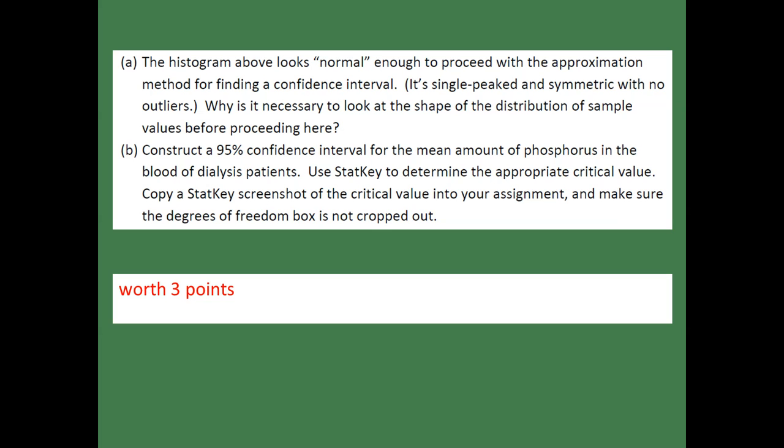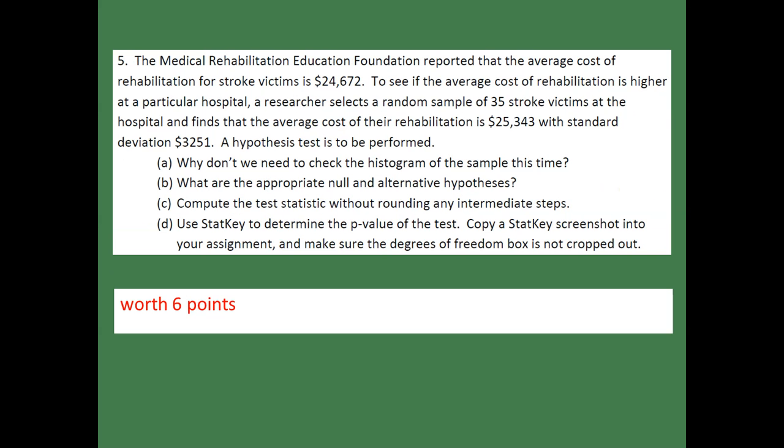Part B, constructing the confidence interval, 2.5 points total. It's 1 point for the critical value, so you'll have to have that screenshot with the degrees of freedom box visible. That 1 point will break down to half a point for the correct degrees of freedom and half a point for the correct proportion in the central region of the graph. The rest of the points there, half a point for the correct point estimate, half a point for the correct standard error, and then half a point for the correct simplification / endpoints.